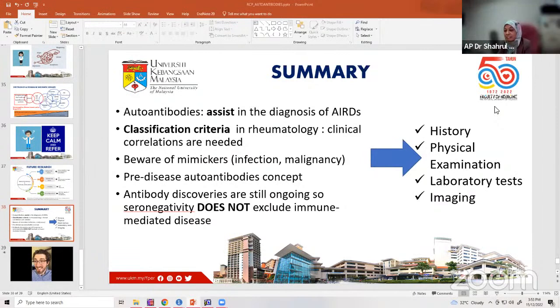Okay. So there are two patients in this scenario. I just want to address the mother first. The mother is rheumatoid factor positive and symptomatic. So for those symptoms, I want to know whether it is really RA or OA.